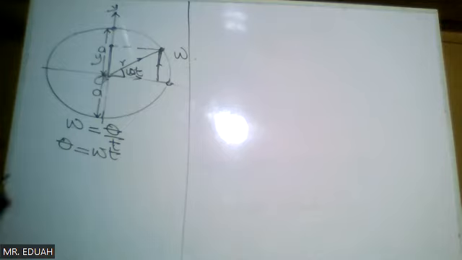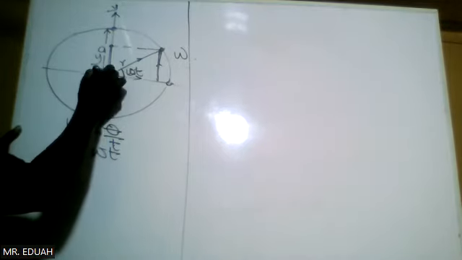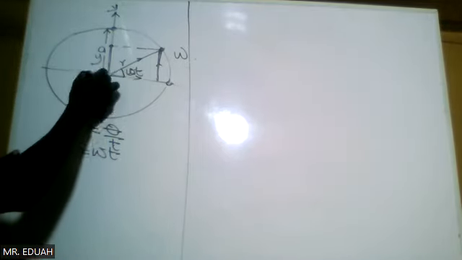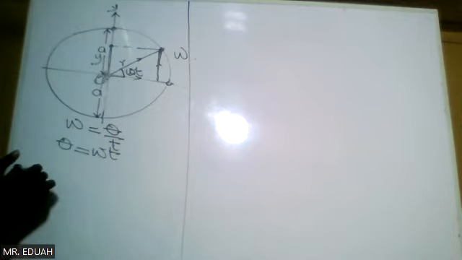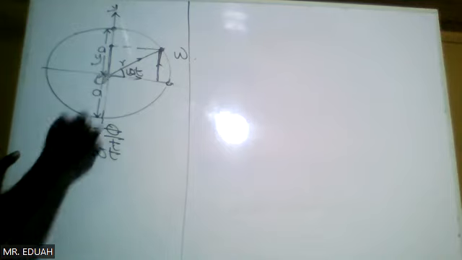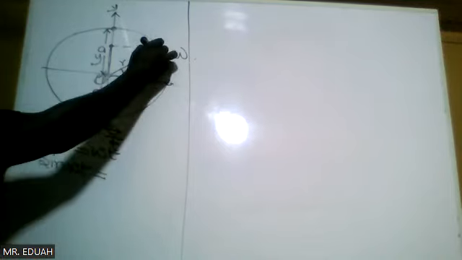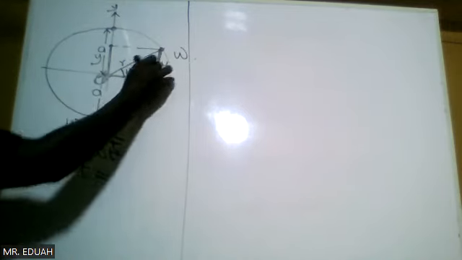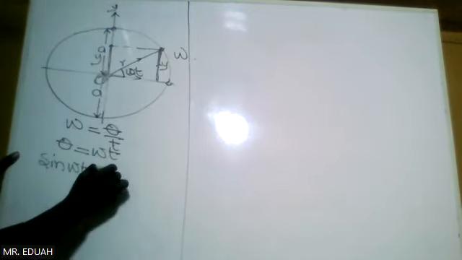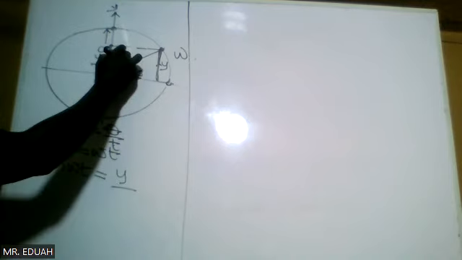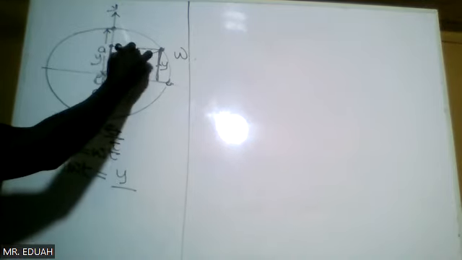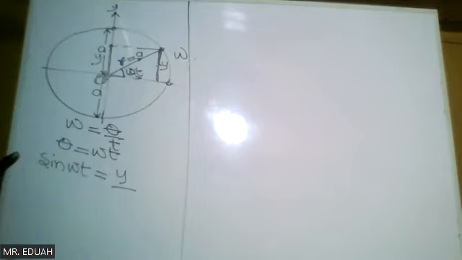And so we get the displacement of the body around O at any time t by taking sine of omega t, which is equal to opposite over hypotenuse. The opposite is y, which we are looking for, over r. Now r is also equal to A.